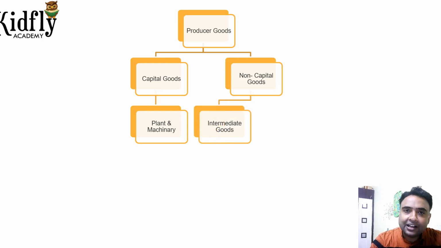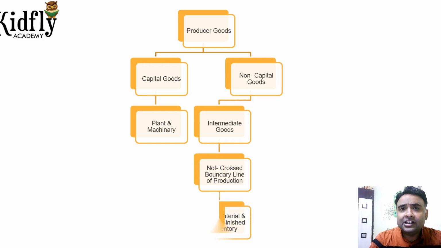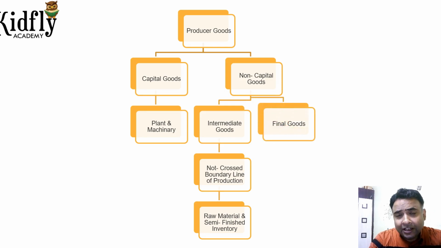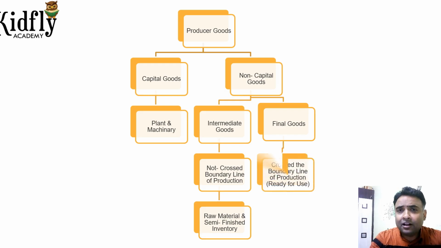Again, for the category there, intermediate goods. If I need to define the intermediate goods, these goods have not yet crossed the final boundary line of the production. They are still in the process of production. Examples of these are raw material, or you can say the semi-finished goods. Then we have the final goods. Final goods have crossed the boundary line of the production. They are ready to use. The final value has been added into these goods. So these are the producer goods, capital goods, and the non-capital goods.